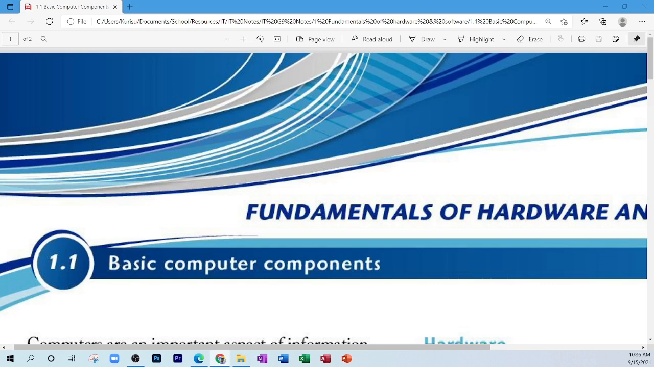Now, what we're looking at today, we're going to start with the first chapter, chapter 1.1, and we're looking at basic computer components. So what we're looking at basically is what makes up a computer. What is a computer? What makes up a computer? If we look at a device in our environment, can we say this is a computer, or this is not a computer? At the end of today's class, we should be able to say that.